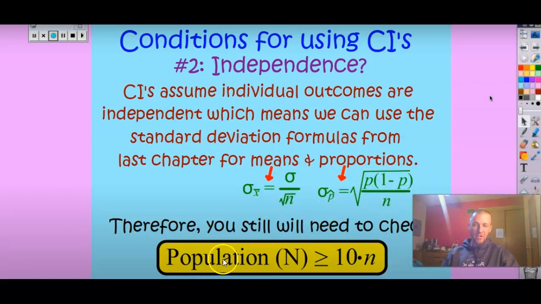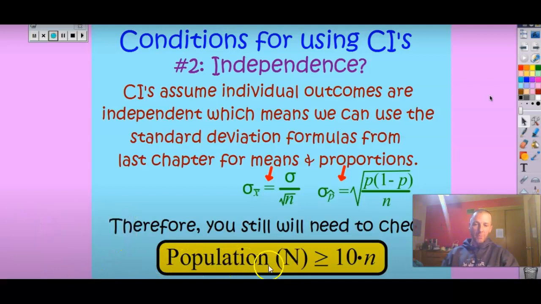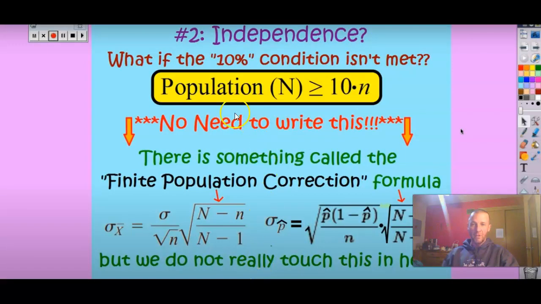It's the 10% condition. Now, here's what I need to point out. Mr. G says the population is 10 times the sample. Darren and I say the sample is 1/10 of the population. Hopefully that makes sense to you. It's the same thing. 10 times the sample size makes the population, or it's larger, or the sample size itself is less than or equal to 10% of the population.